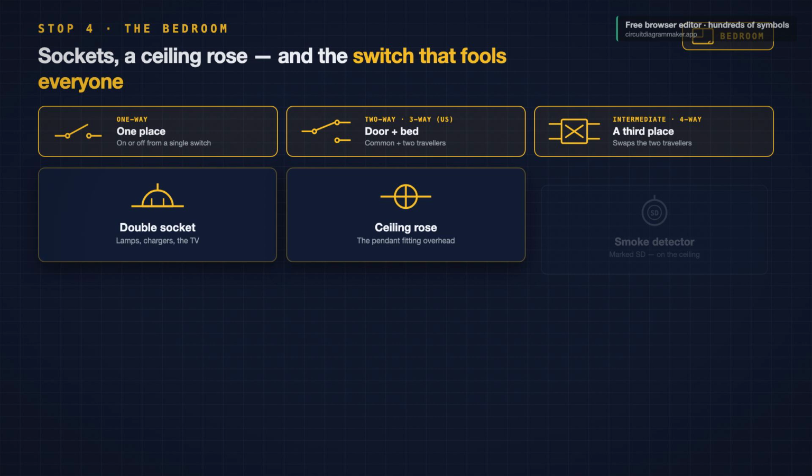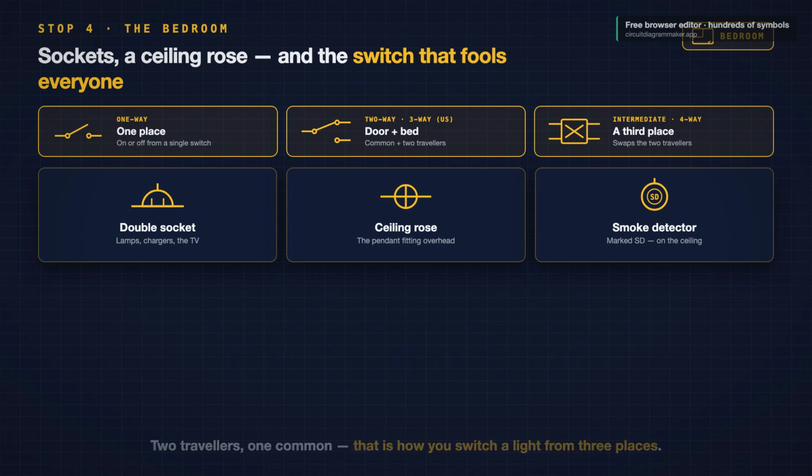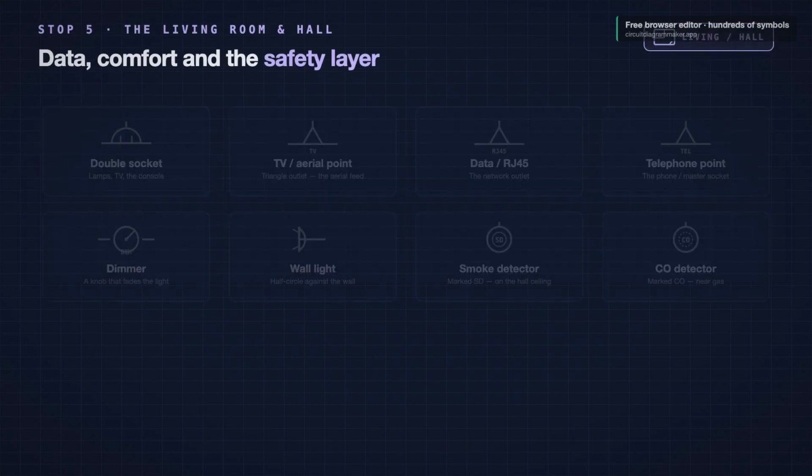And on the ceiling, a smoke or heat detector, drawn as a circle marked SD. Sockets, ceiling rows, two-way switches, detector. The bedroom set. The living room and hall. This is where the data and the finishing touches live.